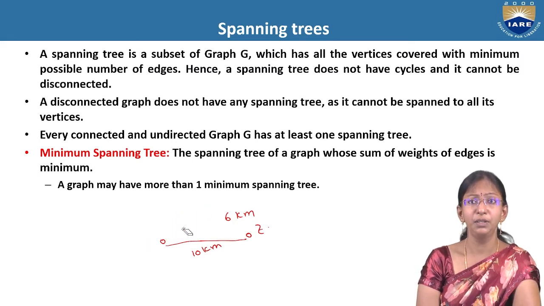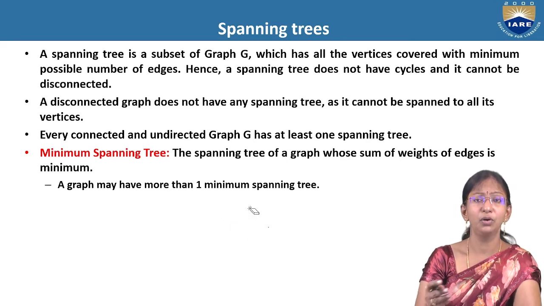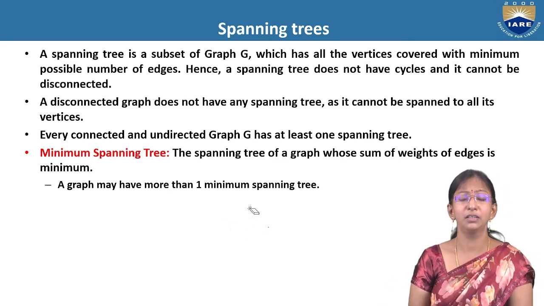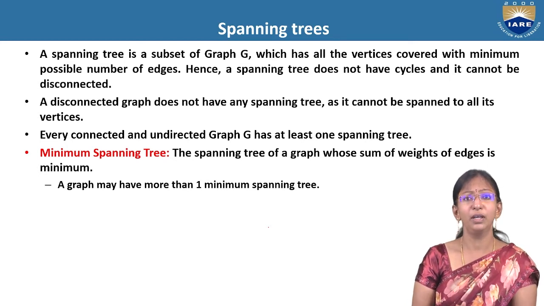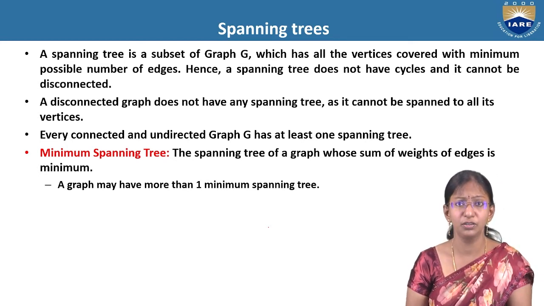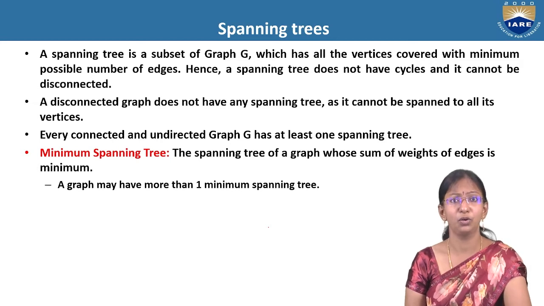So minimum spanning tree is talking about undirected, because if the distance between X and Y is 5 kilometers, from Y to X will also be the same. Is it going to change? It's not going to change. It will be the same 5 kilometers.